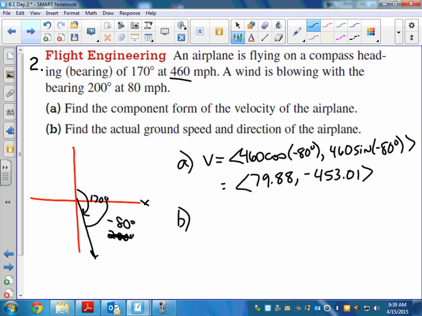Part B, I want to find the actual ground speed and the direction of the airplane. That means taking into consideration the wind. So, first of all, I think we need to figure out the component form of the wind vector and then talk about what we would do with those. So, if the wind is blowing with a bearing of 200 degrees, I'm going to change colors here. I'll call this V for that one. 200 degrees measured from here. 180, 200 would be somewhere-ish over here, right?